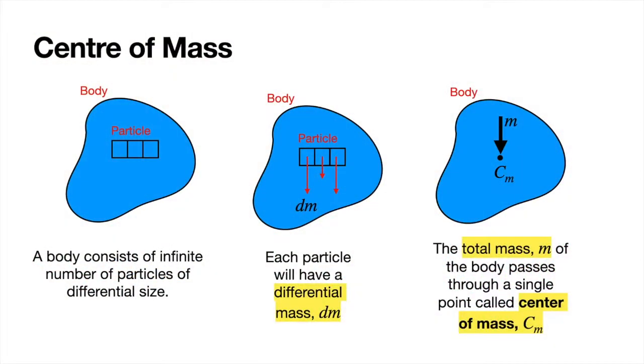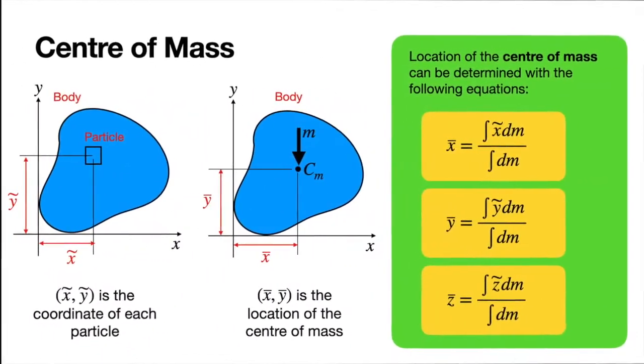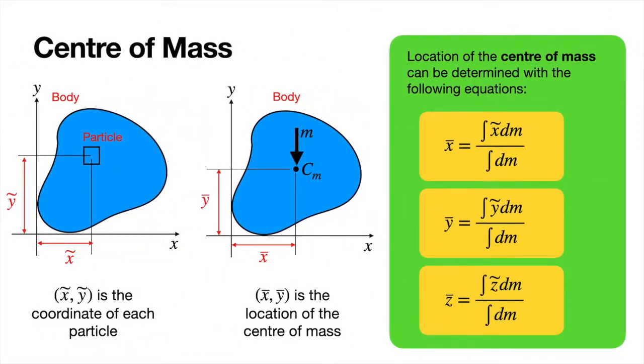The concept of center of mass is very similar to the concept of center of gravity or center of weight. The only thing that changes here is that you are now measuring against the differential mass of each particle. So in the bigger picture, you are measuring the overall mass of the entire body, which acts through a single point. This time it is called the center of mass, or we label it as CM. The formula to get the center of mass usually uses the same integration function. The only difference now is that we are measuring against the differential mass, the dm value here.